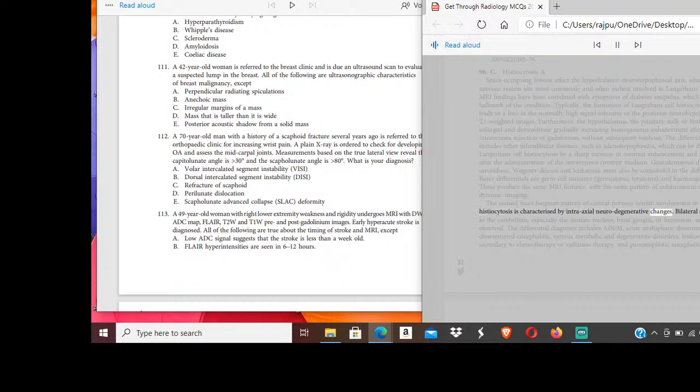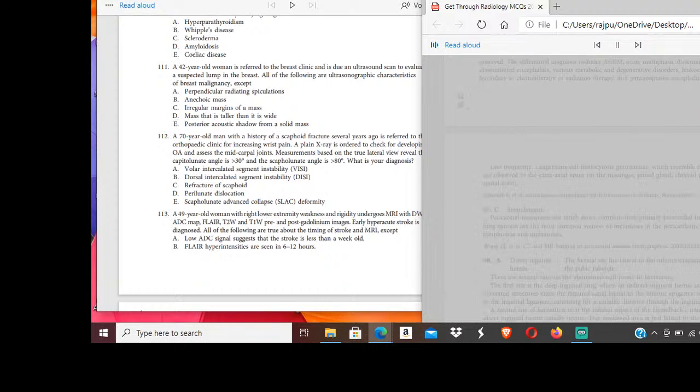The second most frequent pattern of central nervous system involvement in Langerhans cell histiocytosis is characterized by intraaxial neurodegenerative changes. Bilateral symmetric lesions in the cerebellum, especially the dentate nucleus, basal ganglia, or brainstem, are most often observed. The differential diagnosis includes ADEM, acute disseminated encephalomyelitis, various metabolic and degenerative disorders, leukoencephalopathy secondary to chemotherapy or radiation therapy, and paraneoplastic encephalitis.